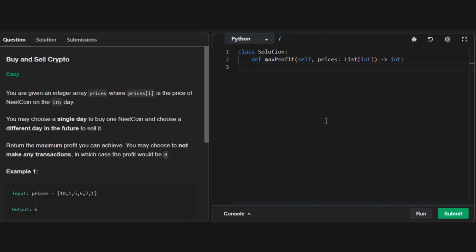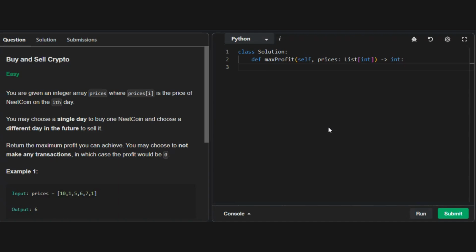Then we iterate through the list, and for each day's price, we check if it's lower than the current minimum price, and if so, we update the minimum price to that price, and then we calculate the potential profit if we are to sell on that day, basically price minus minimum price. If this profit is greater than the current max profit, we update max profit, and then we return the max profit. After iterating through the list, the value of max profit will hold the maximum profit possible.